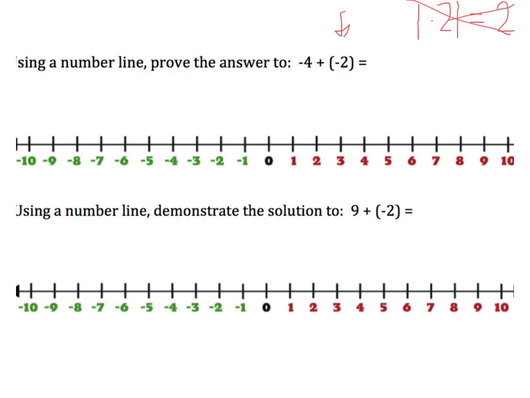So I'm going to do what I normally do. I'm going to start with my first number facing in the positive direction. So I start at -4. I see a negative sign, so I'm going to flip my arrow, and then I'm going to move 2 spaces. So 1, 2. -6 is my final answer for this problem. Go ahead and pause the video and try the next one on your own, then unpause to check your answer.